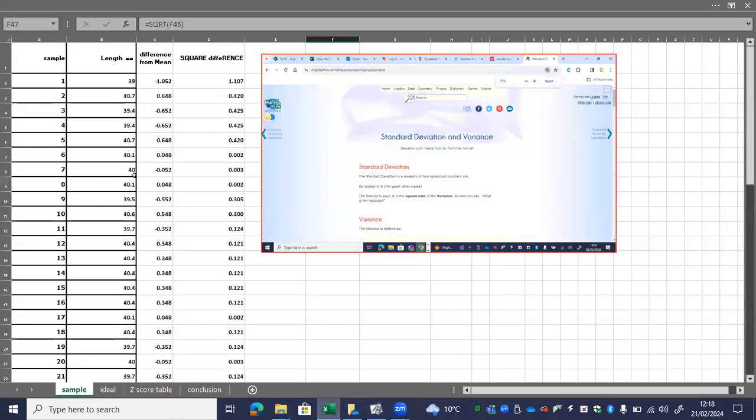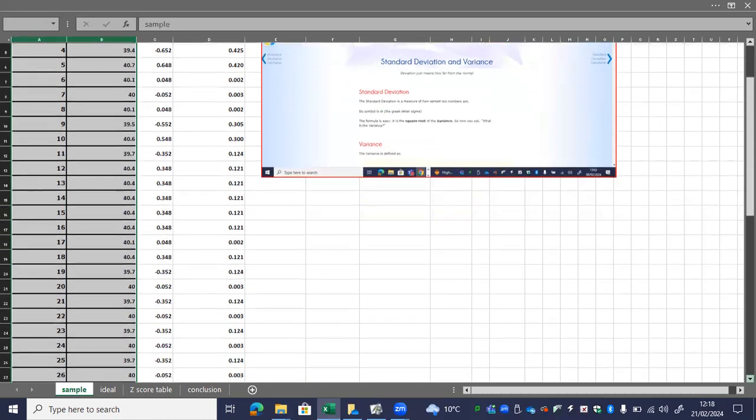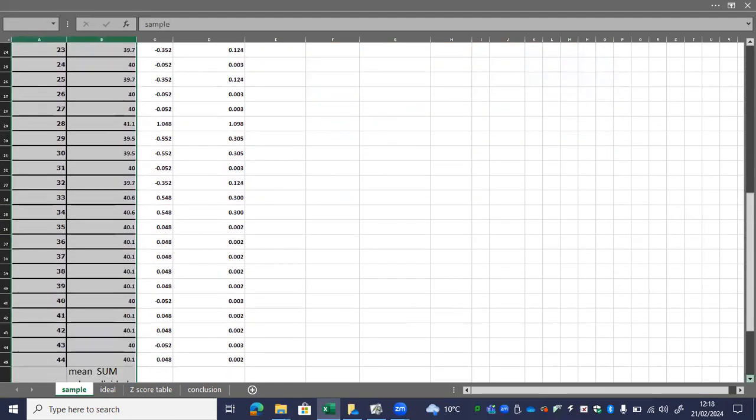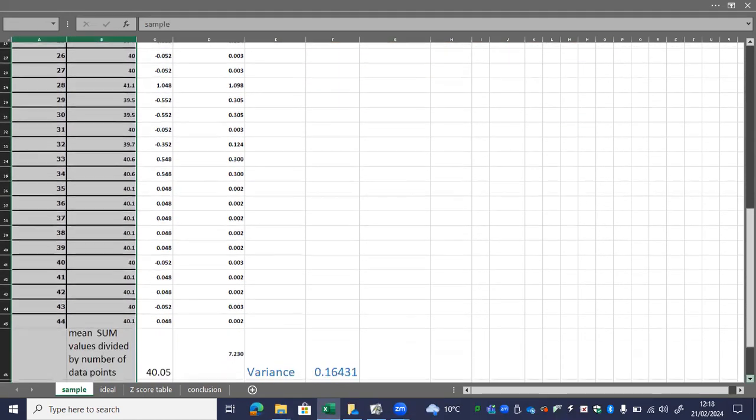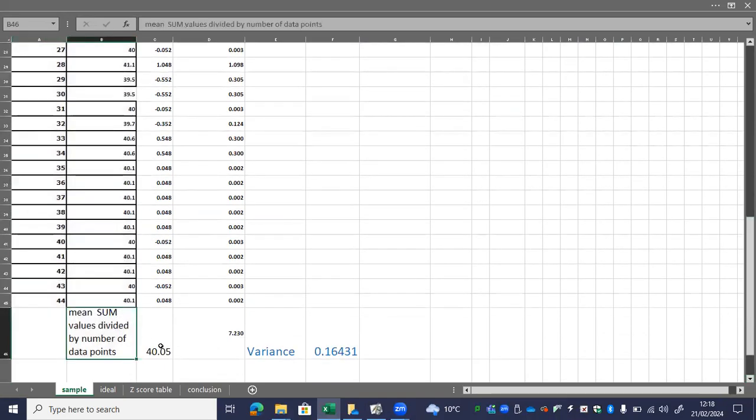So if we jump to the Excel, we've got our data sample here. There's 44 of them. I've numbered the lines in this column 1 to 44. And we've got individual sample data points here. What we've done is manually added them all up, without using any Excel functions. We've got a mean of 40.05.